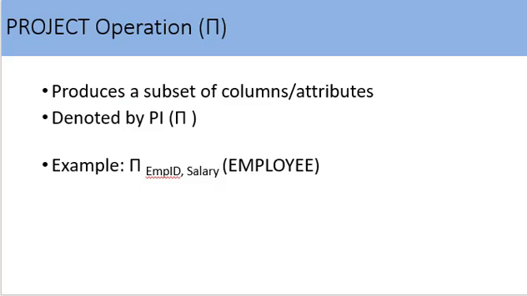Most often, we need to query a subset of columns of a table or relation. This is done through project operation. It is denoted by pi symbol, comma separated names of attributes or columns are mentioned as subscript of pi.